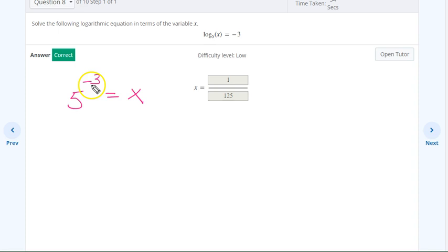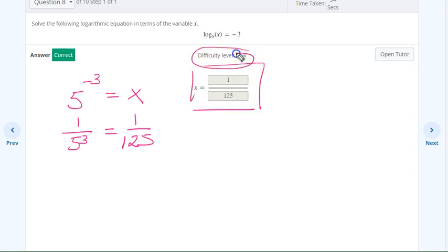Well, 5 to the negative 3 is 1 over 5 to the third when we convert it by making the negative exponent positive, moving it across the division bar. So this is 1 over 125. 5 to the third is 125, and there is our answer. So some of these are rather easy and hopefully you have a pretty good handle on it by this time.